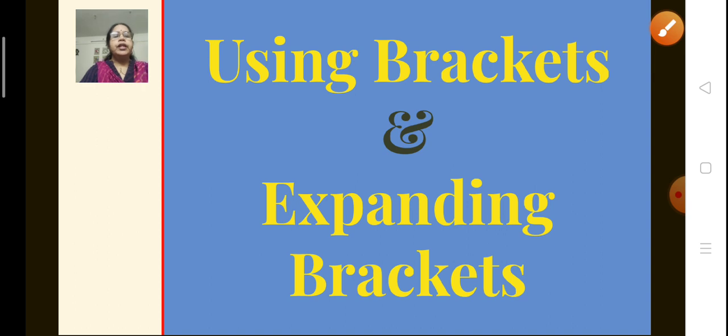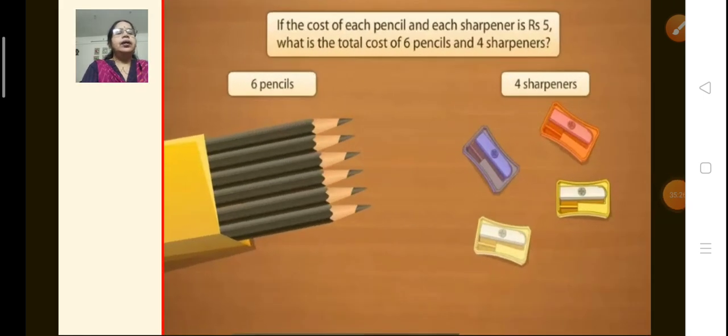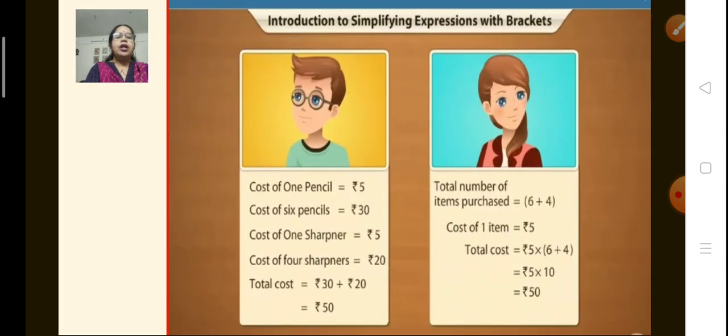Now let's move on to the next topic, that is using brackets and how to expand the brackets. Children, we have an example here. There are 6 pencils and 4 sharpeners, and the cost of each pencil and each sharpener is 5 rupees. Alright. So how to calculate this one? Let's see 2 children how they calculate them. This boy is calculating them like this. Cost of 1 pencil is 5. So cost of 6 pencils will be 30.